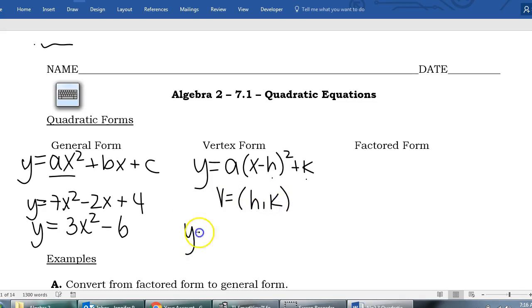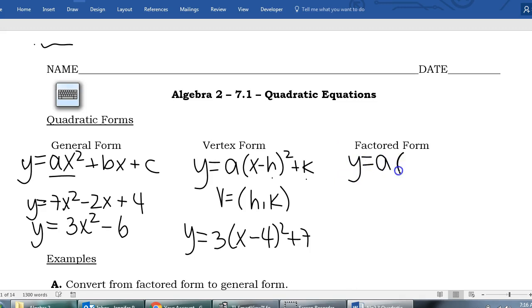An example of this would be y equals 3 times x minus 4 squared plus 7. So it has to have the set of parentheses with the power of 2. So just like general form, vertex form will also show a power 2. And the last one is factored form.